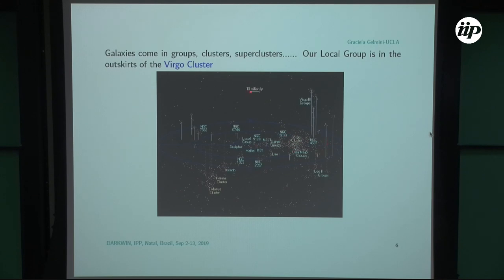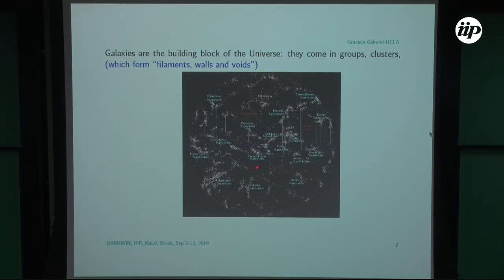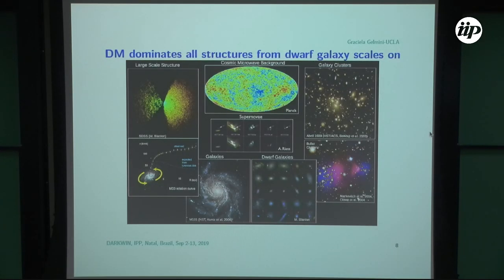Here it is. Now the scale is 10 million light years. And then, of course, this is now again Virgo. We are always at the center of these plots. And there are many, many other clusters. At the level of superclusters, the structure of the universe is better described in terms of filaments, walls, and voids. Now, what is important for us is that all the structures that I mentioned are dominated by dark matter. So here we have dwarf galaxies, our galaxy, rotation curves of galaxies, and even the largest scales.